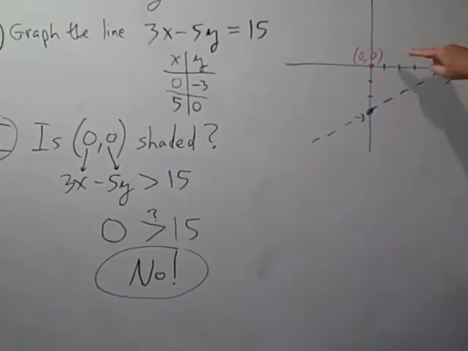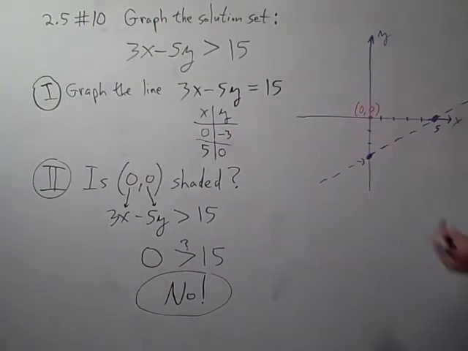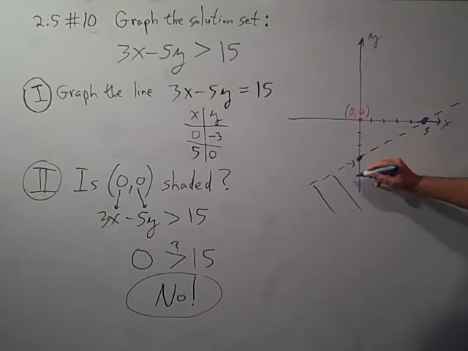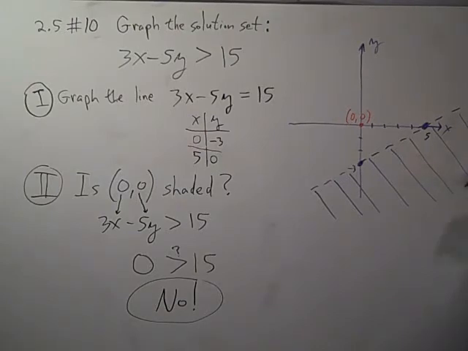Well, if the origin isn't on the shady side of the line, there's only one other side, and that must be the shady side. So the solution set to our linear inequality consists of all the points on the downside of this line.